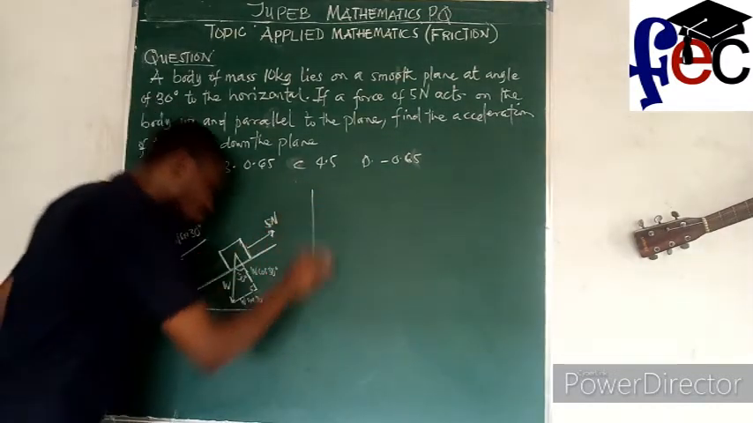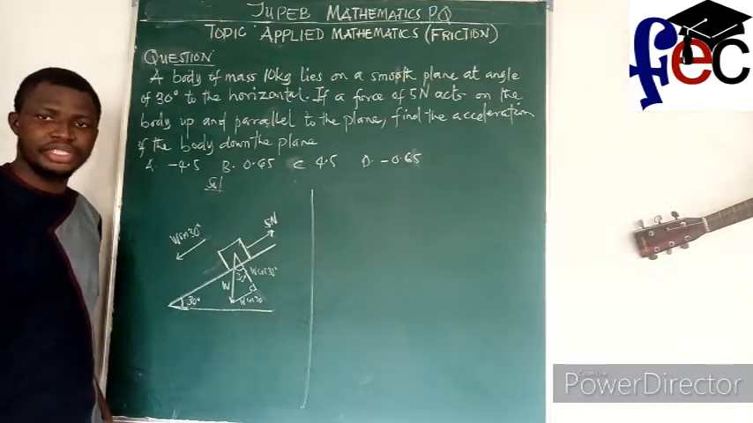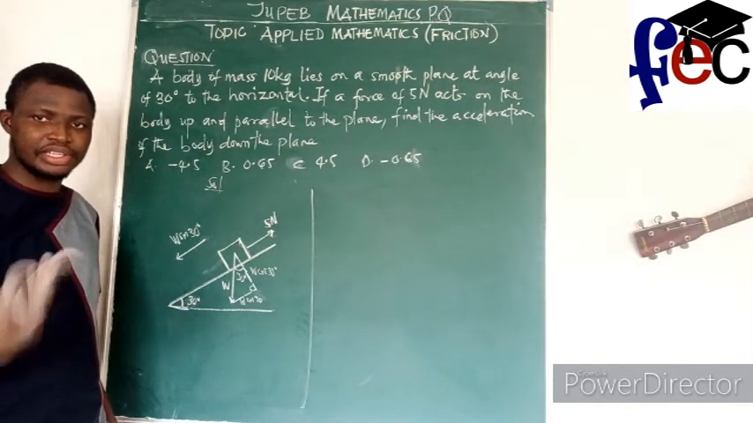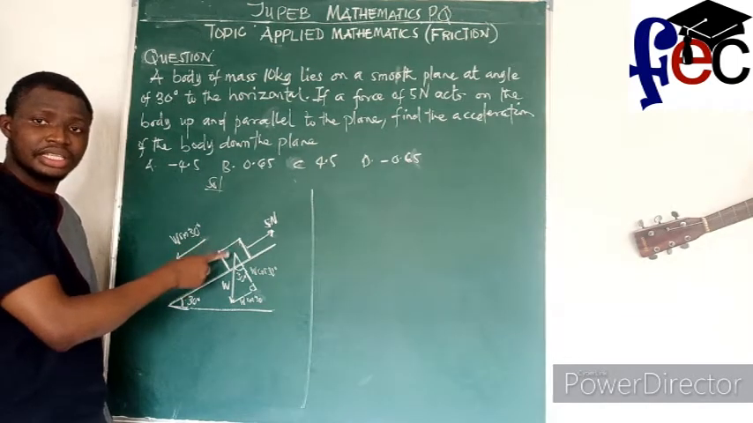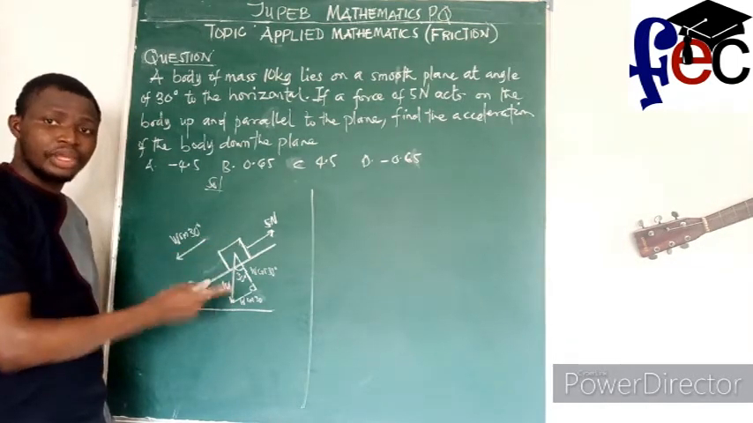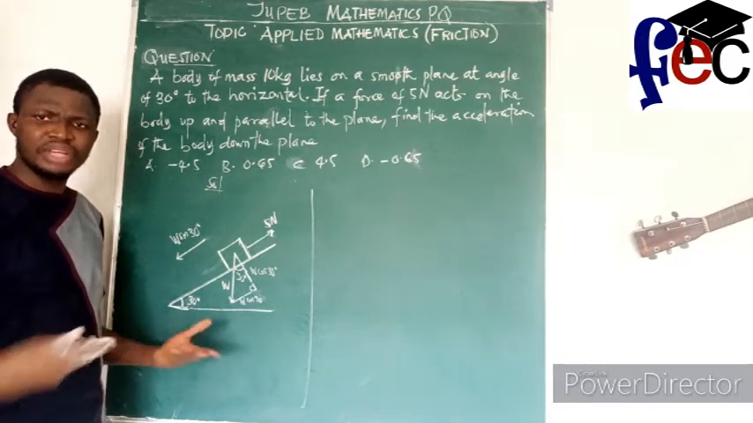One of the things we need to take note of is how many forces are now acting on this body. There are just two now, because there's no friction. W sine 30 degrees, which has a tendency to make the body slide down the plane, and 5 Newton that is acting up the plane. Now, which one of them is greater?